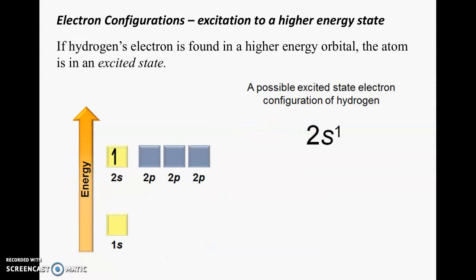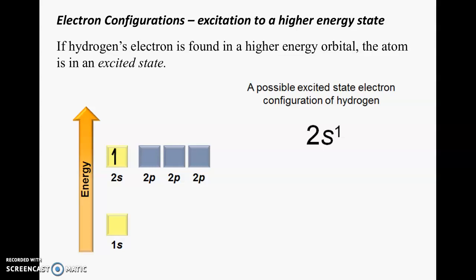Now, it is possible to promote that electron to an excited state, put it in a higher energy level. You have to do that by introducing energy, maybe via electricity or via heat. And in this case, a possible excited state would be a 2s1, because you've moved that 1 electron to the 2s orbital. The superscript 1 means there's only 1 electron.